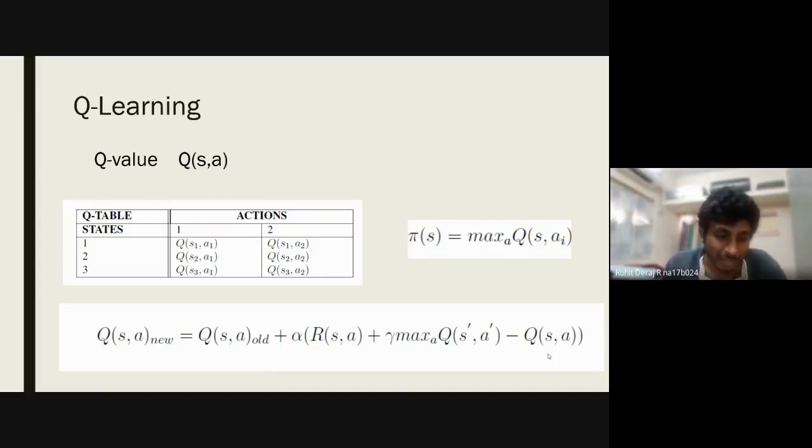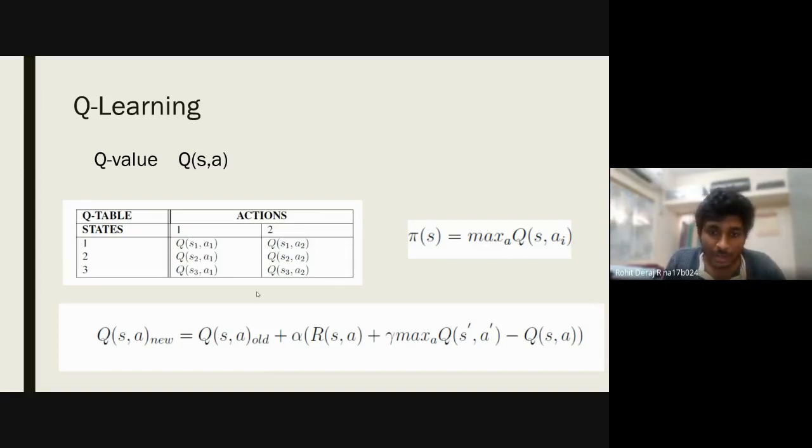Okay. So in the deterministic case, this is the state that you're starting from, and this is the next state that you land up in after taking the action A. So you are starting from state S, you are taking the action A, and then you are going to state S prime. Okay, that part's clear. And Q of S prime A prime is the maximum Q value in that state S prime. Yes.